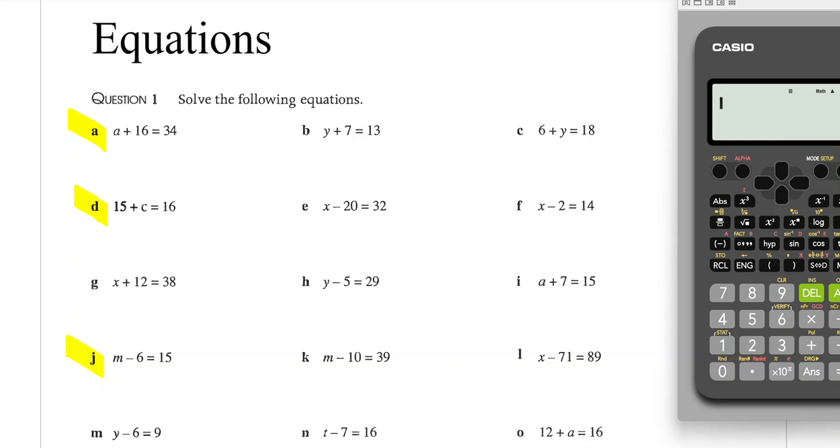Add and subtracts are opposites of each other. Multiply and divides are opposites of each other. So we're going to start with some one-step equations, and we're gradually going to build up into the two and brackets and other types of equations as well.